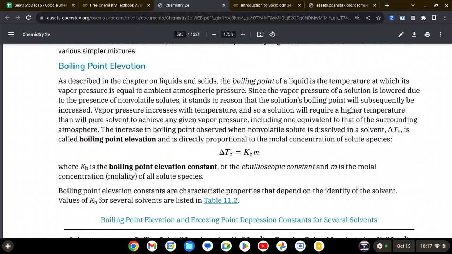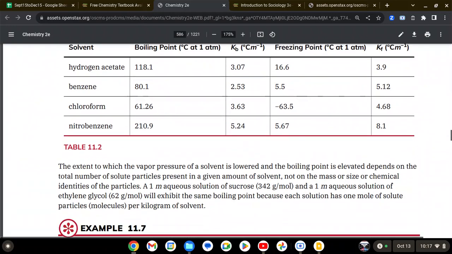including one equivalent to that of the surrounding atmosphere. The increase in boiling point observed when non-volatile solute is dissolved into solvent, delta Tb, is called boiling point elevation and is directly proportional to the molar concentration of solute species, delta Tb equals Kb m, where Kb is the boiling point elevation constant, or the ebullioscopic constant, and m is the molar concentration of all solute species. Boiling point elevation constants are characteristic properties that depend on the identity of the solvent. Values of Kb for several solvents are listed in Table 11.2.